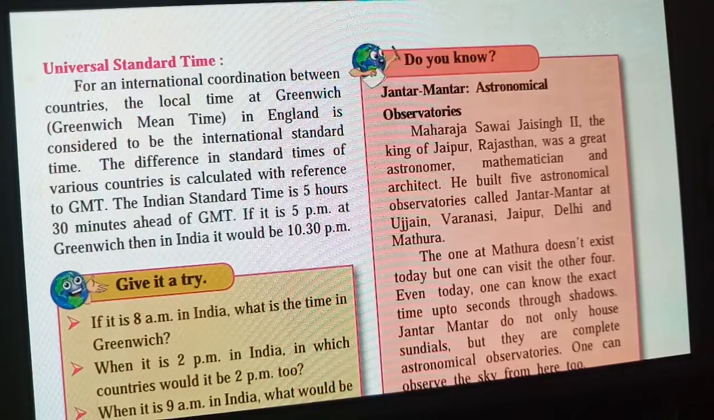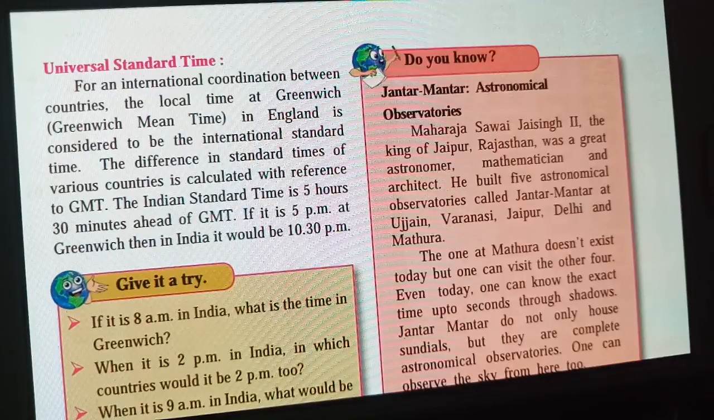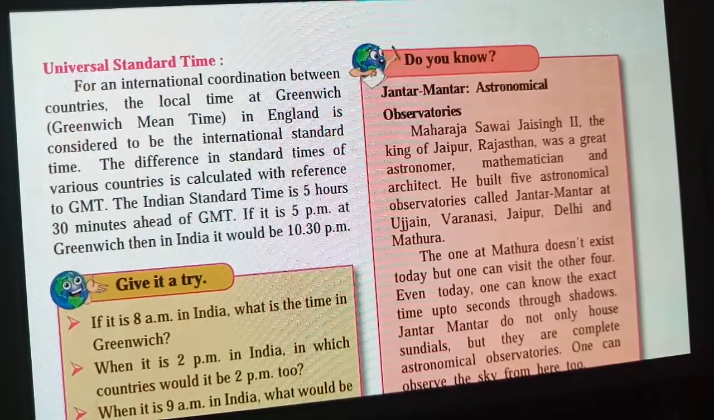The Indian Standard Time is 5 hours 30 minutes ahead of GMT. If it is 5 PM at Greenwich, then in India it would be 10:30 PM. So we have 5 hours 30 minutes ahead of Universal Standard Time. So this Universal Standard Time belongs to England. It is the international time in Greenwich.